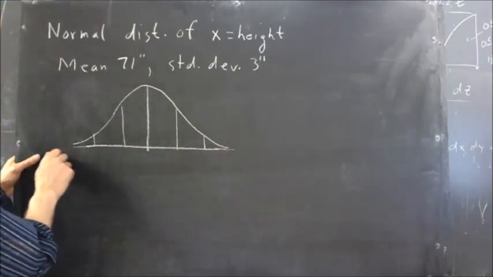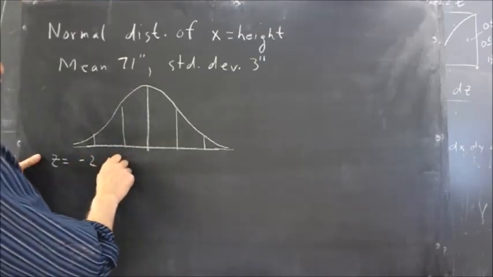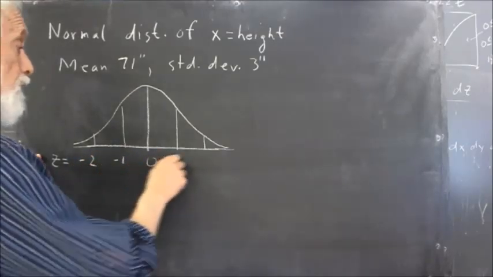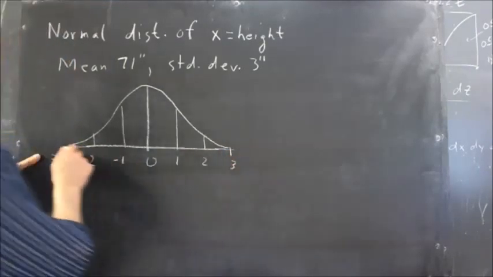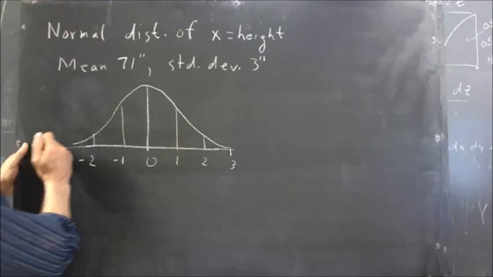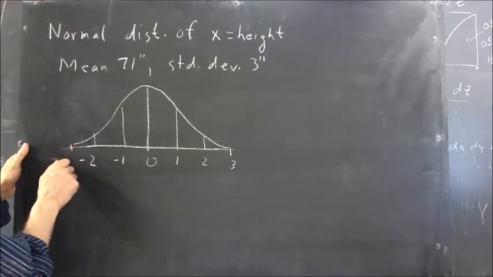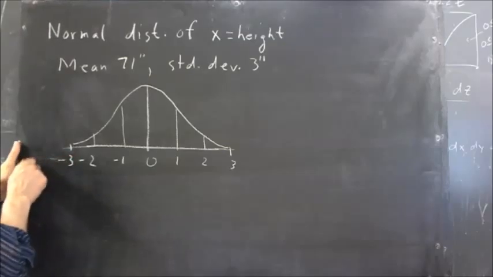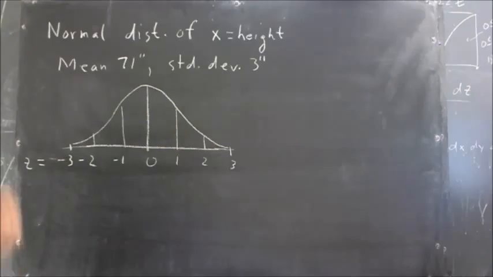And whenever we do this, we label our z's: -2, -1, 0, 1, 2. And sometimes we'll go out as far as 3 or even -3. Let me go ahead and include -3. It's not a great picture. My spacing isn't all that good, but you get a reasonable indication of the normal curve. Okay? Now, that's the very first thing you do.